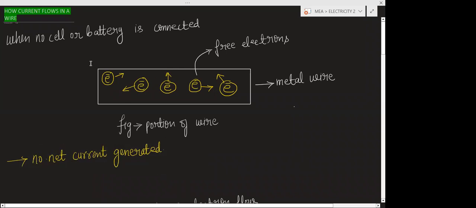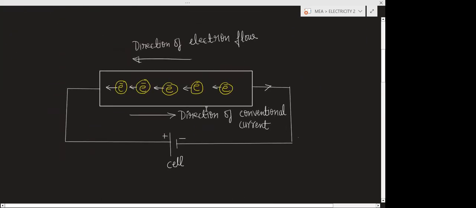Now if you have taken this wire and connected it with some battery or cell, what is the work of the cell? This cell will provide a continuous potential difference. When the cell or battery is connected, an electric force is applied on the electrons to move from the negative terminal to the positive terminal in a regular order.